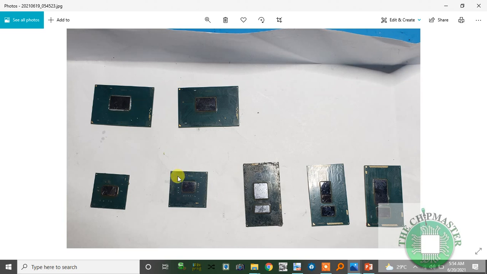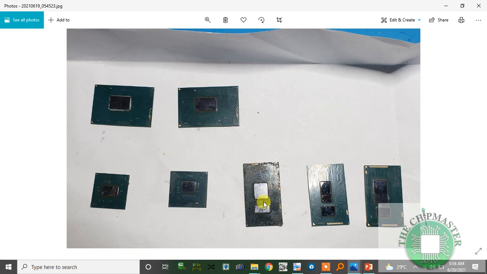Over here we have the 300 series, which is the HM370, and this is the 8th and 9th generation of CPU, which is known as the Coffee Lake. And this is the Union Point, which is the 300 series. And over here we have the single CPU. This is a 6th gen CPU. This is a Sky Lake CPU.